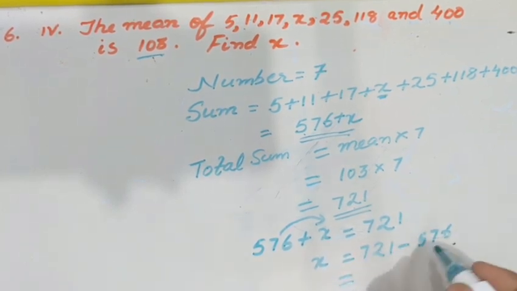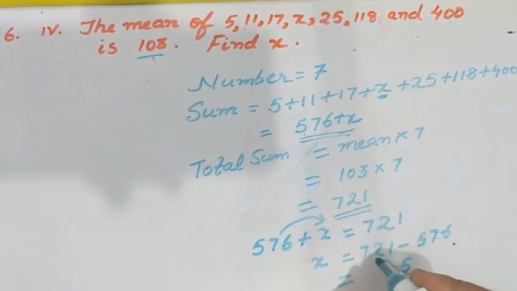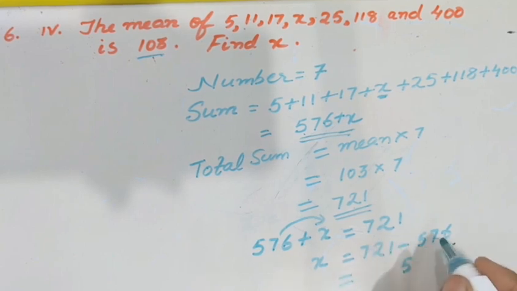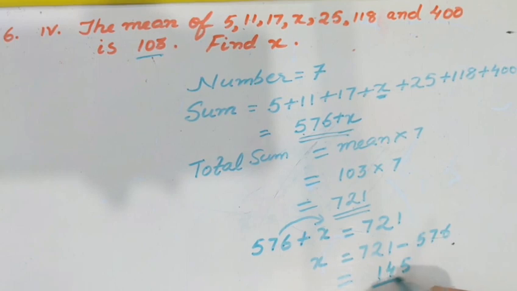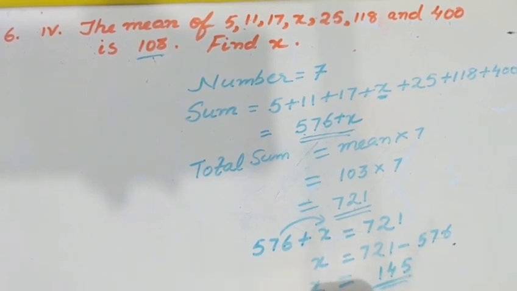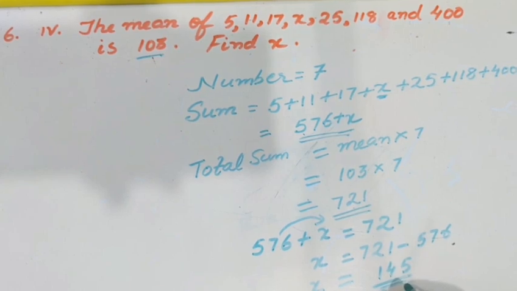11 minus 6 is 5. Here 1 will borrow 11. 11 minus 7 is 4. 6 minus 5 is 1. So the value of x, that is the 7th observation which was missing, is 145. Clear? Similarly, you can do your own question number 2 and 3, which I'll keep it as homework. Clear, children?